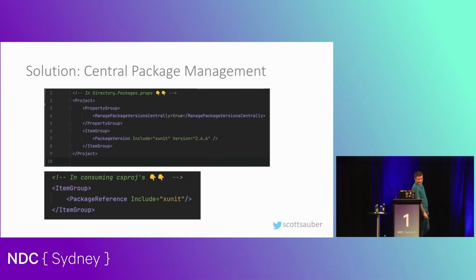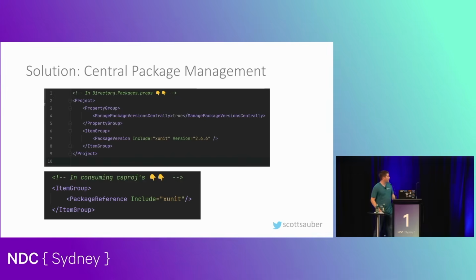So what that looks like is, in your Directory.Packages.props, you have this property group, and you say, hey, I want to manage package versions centrally, true. Again, we've got true back, like we were talking about earlier. Some of these are enable, some of these are true. I have no clue why, but this one is true.